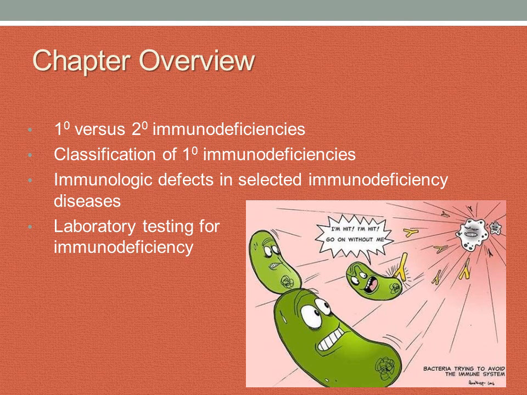In this chapter, we're going to distinguish between primary immunodeficiencies and secondary immunodeficiencies. Then we're going to look a little bit closer at some of the primary immunodeficiencies. We're going to talk about the defects that are present in a couple or few of the immunodeficiency diseases, and we're also going to mention what laboratory testing is appropriate for these patients.